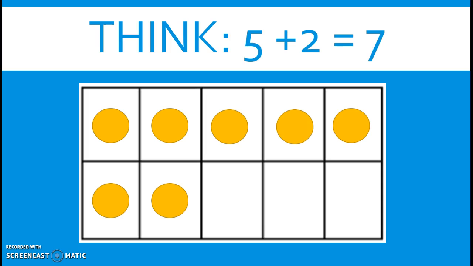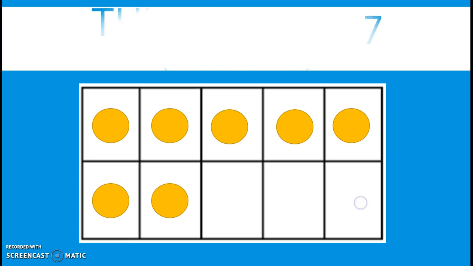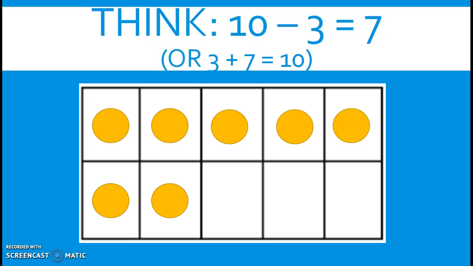Another way I know that this is 7 is because I see that there are 3 spaces that are missing. 1, 2, 3. So I know that there must be 7 chips on the chart because I know that 10 minus 3 empty spots will equal 7 chips. Or another way to think about that is 3 empty spots plus 7 chips on the board would equal 10.